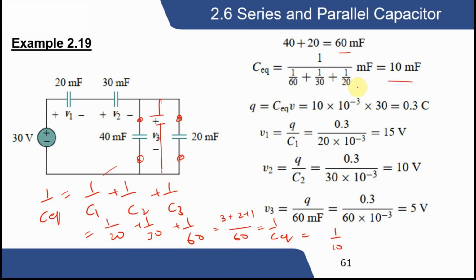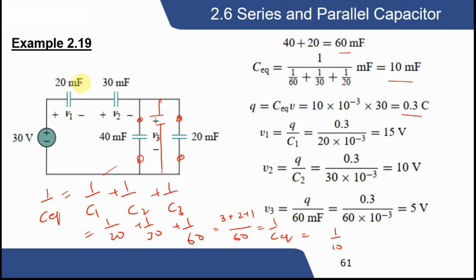When we have the capacitance, we can calculate the total Q. We have Q equals CV, and we already know CEQ and we already know V, so we have the total charge Q. We already said that the flow of charge is similar to current, so we follow the current. In series, the current is the same, so the charge is the same for all.